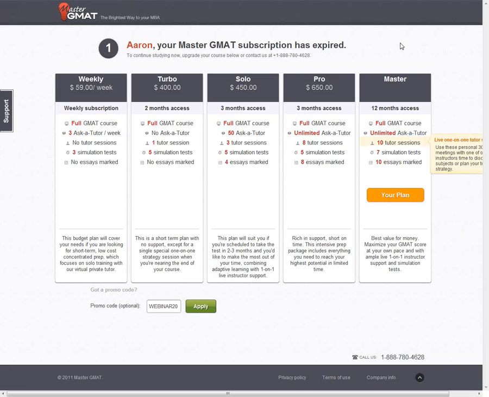In the meanwhile, while you're doing that, we actually have some great questions about the Master GMAT platform itself. So does the free practice that you mentioned contain the IR section, or are there any IR practice questions available through Master GMAT?